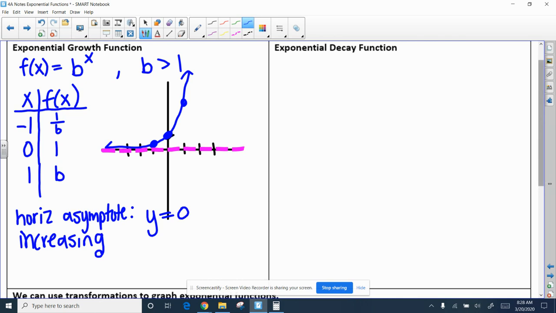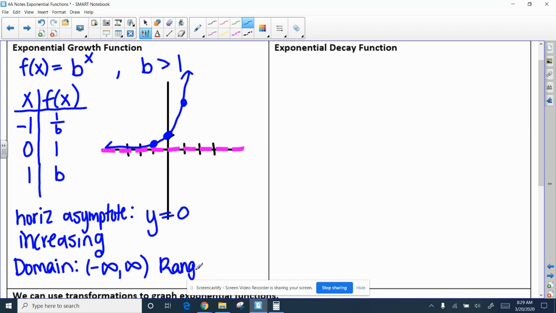We also should be able to identify the domain and range. So hopefully we remember a little bit about that. Our domain is the set of inputs or the x values. We can plug in any x values we want. Or if we look at our graph, our domain is -infinity to infinity.